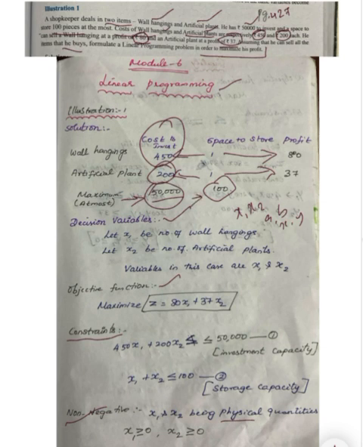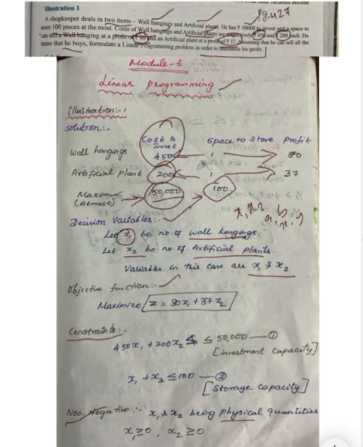Okay, here what are all the decision variables we are taking? Let x1 be the decision variable. This is x1, the wall hanging, and x2 be the artificial plants. So variables in this case are x1 and x2.